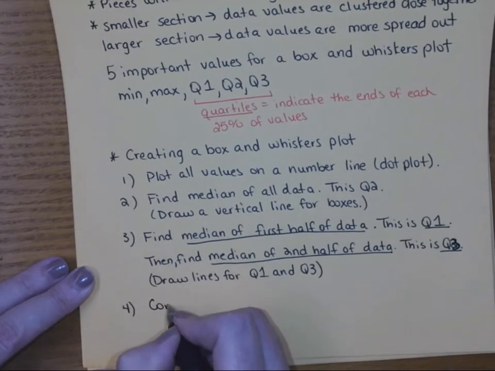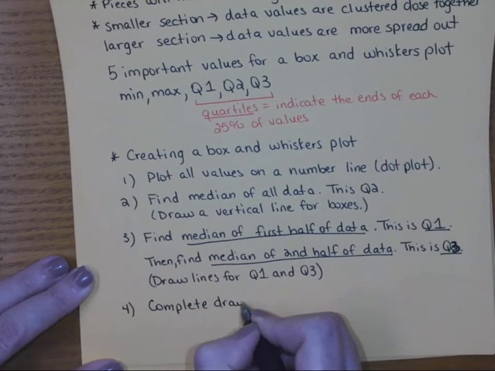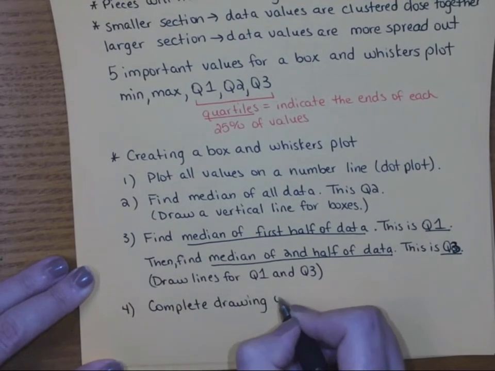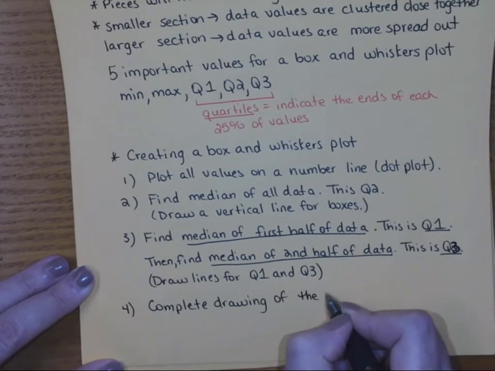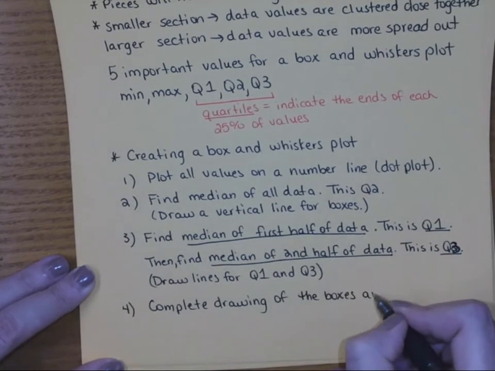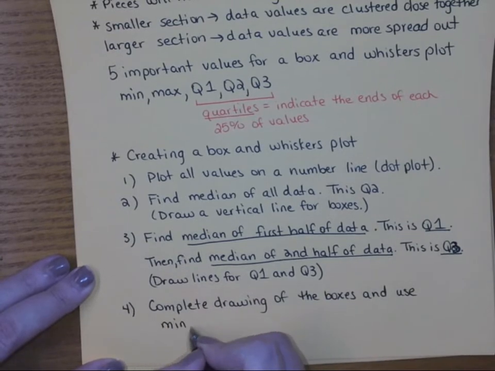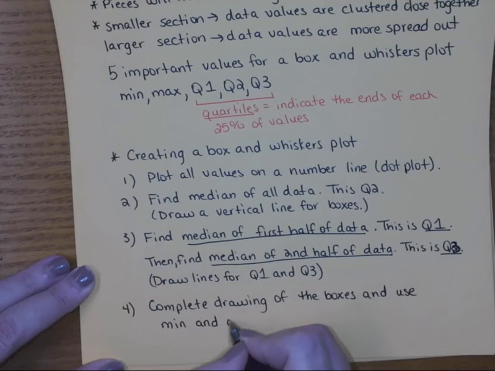And lastly, you're going to complete the drawing of the boxes. And you're going to use the min and the max for the whiskers.